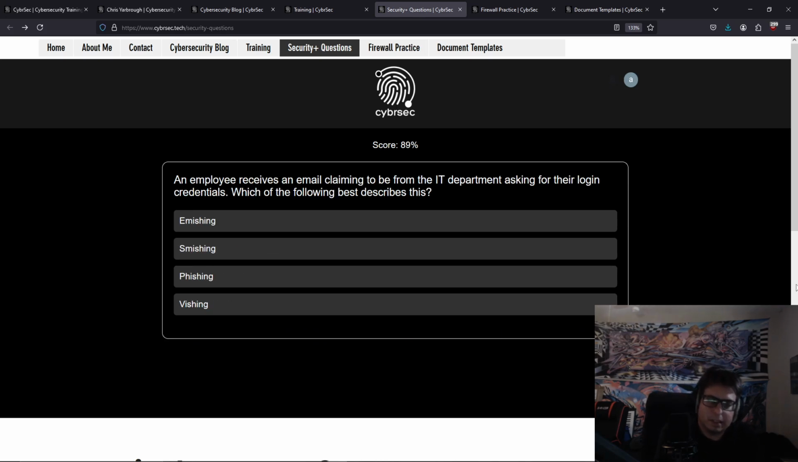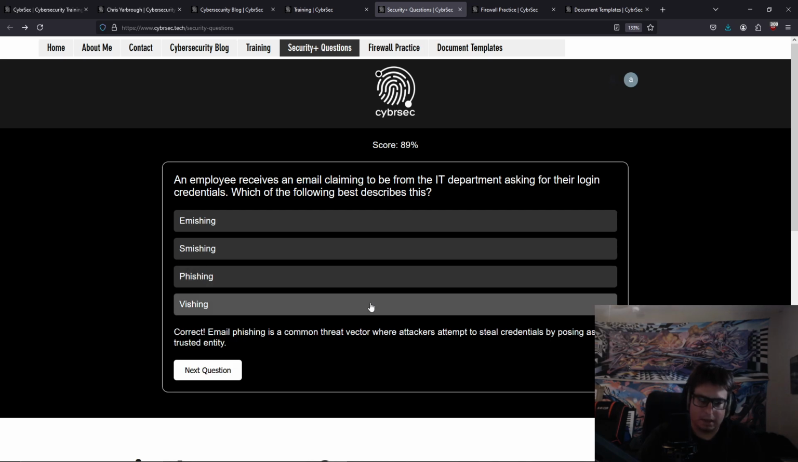An employee receives an email claiming to be from the IT department asking for their credentials. Which of the following best describes this? So it is an email, and it's going to be phishing. I don't know what e-mishing is, but it's phishing. Yeah. Email phishing is a common threat vector. Well, you get it.